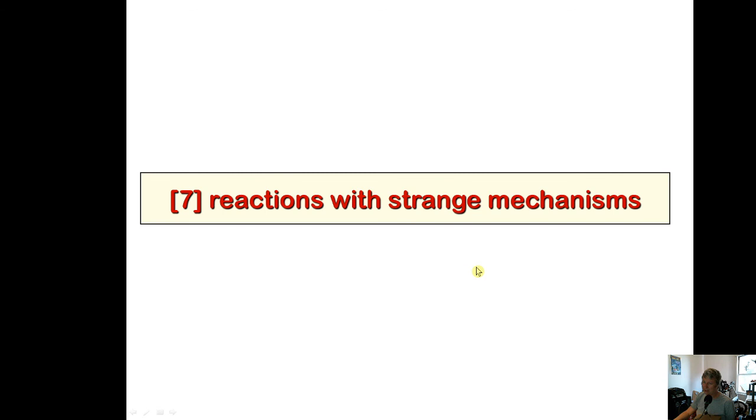Okay, last little section, reactions with strange mechanisms. You've seen all these reactions before, but it's kind of fun to just put them all in one little section. Reactions with kind of oddball, sort of strange mechanisms. Okay.